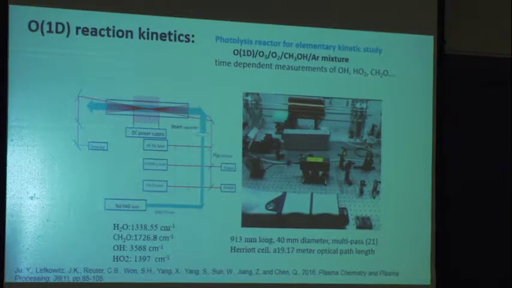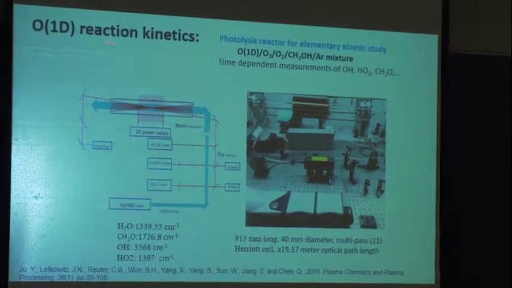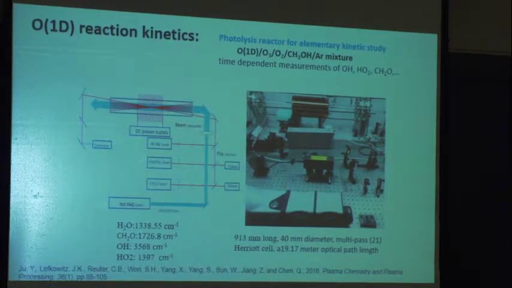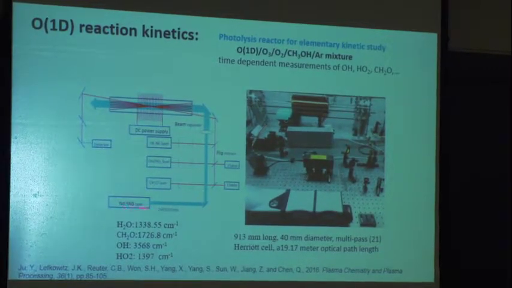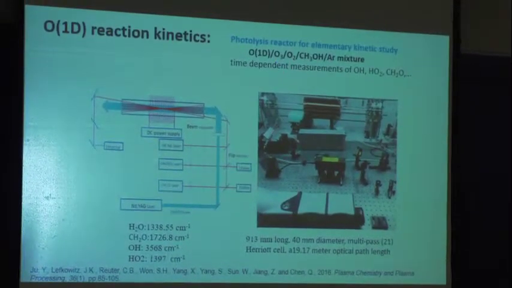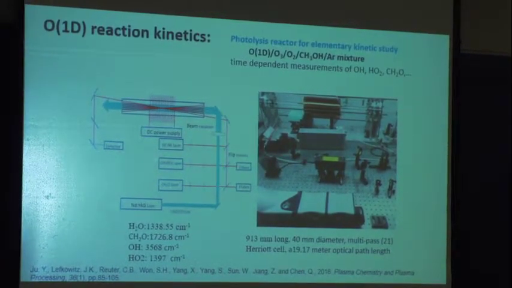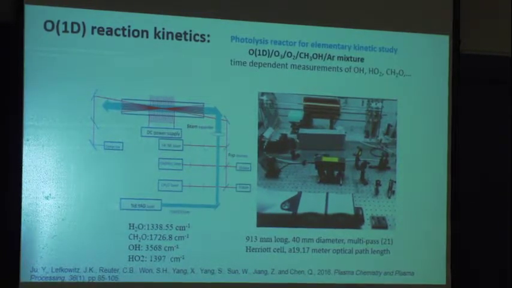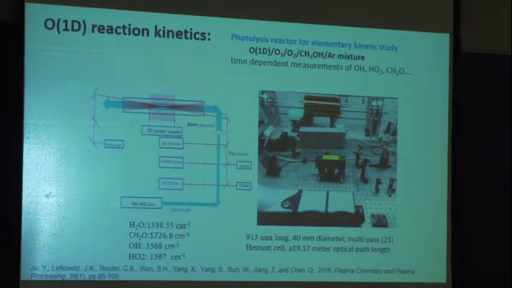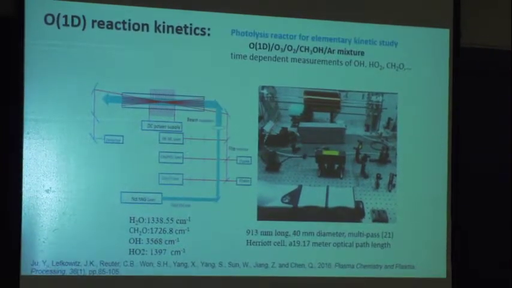Recently, we developed a photolysis reactor, and we use a YAG laser to pump the ozone to generate O1D, and then we flow the fuel into the reactor. We try to do a time-dependent measurement of how O1D reacts with the fuel. For example, the fuels we try to look at are ethylene or larger alkanes if possible.